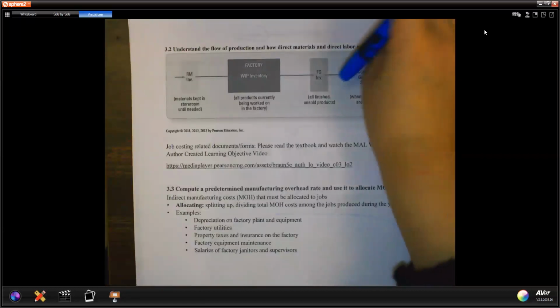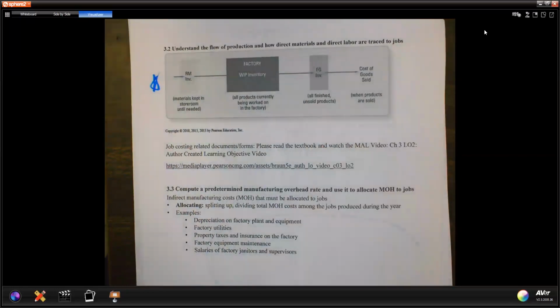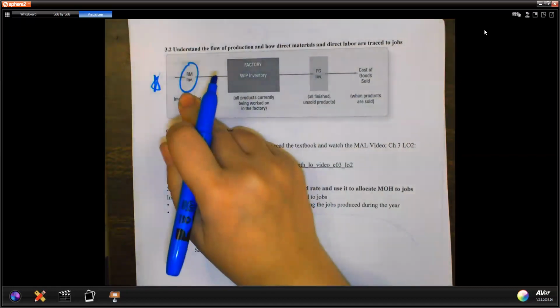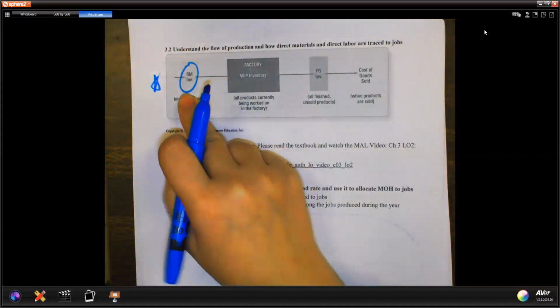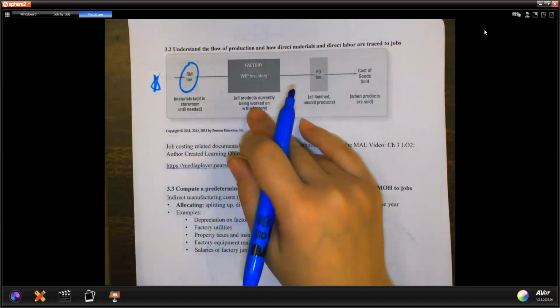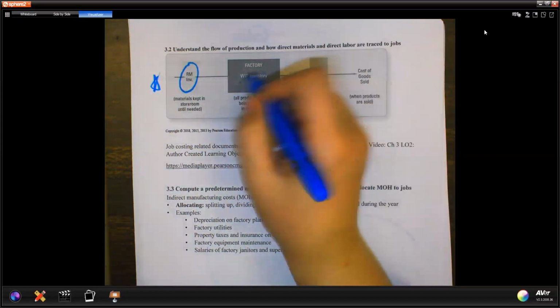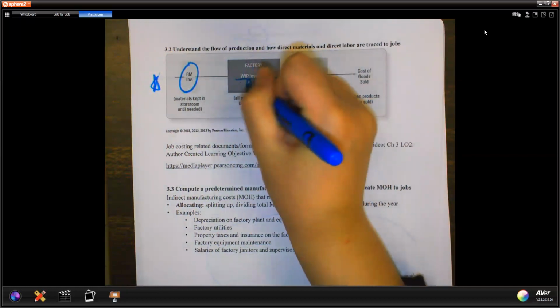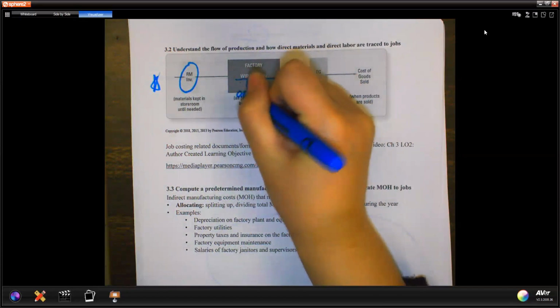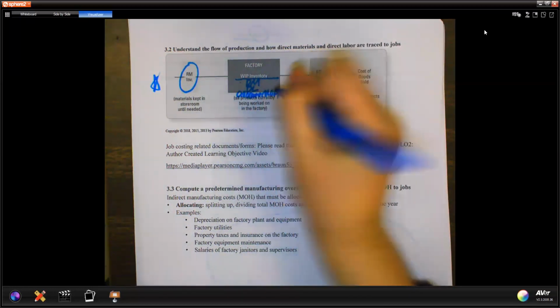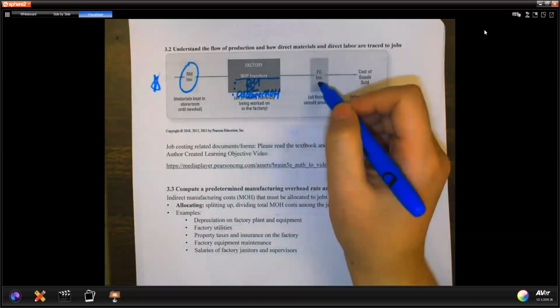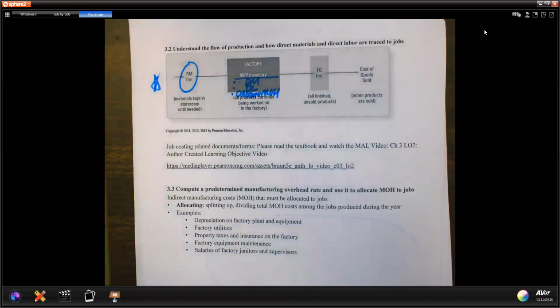Next thing I want to talk about one more time with you is the flow of the cost. We start from the raw material inventory. And then once you start working on it, it becomes work in process. So how do you have work in process? You have direct material, you have direct labor, you have allocated manufacturing overhead. So you have these three different things. And then you become finished goods, and then cost of goods sold.